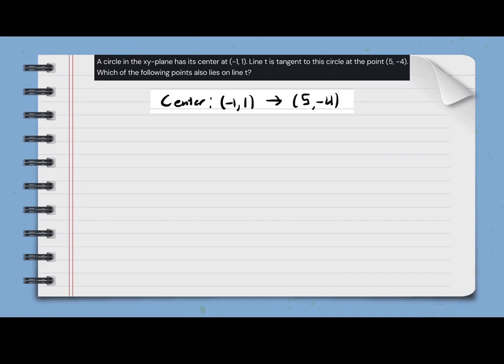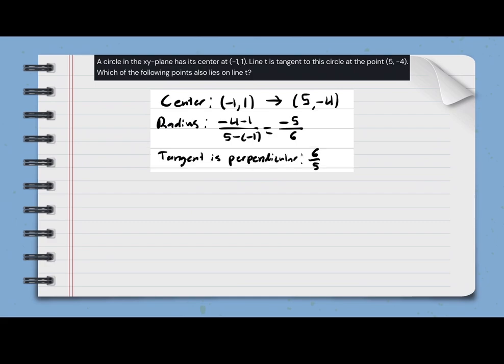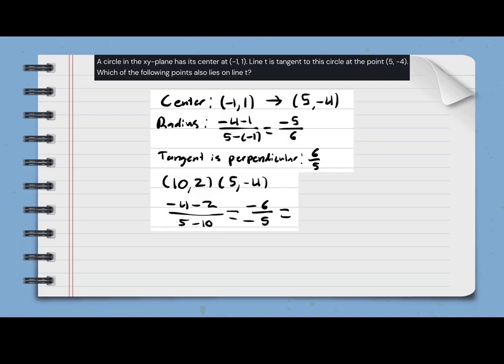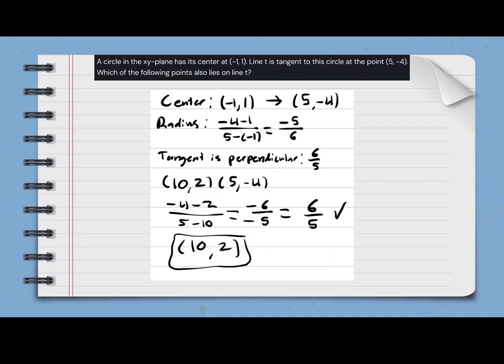In order to find that distance, we just need to find the slope, because that is the radius here. And the line is tangent to the circle, meaning it is perpendicular to our radius. So that just means we have to take the opposite reciprocal to find the tangent line's slope. And now we just have to pick 2 points that also have a slope of 6 over 5. In this case, you can use (10, 2), and you'll find that this has a slope of 6 over 5, meaning this is our correct answer.